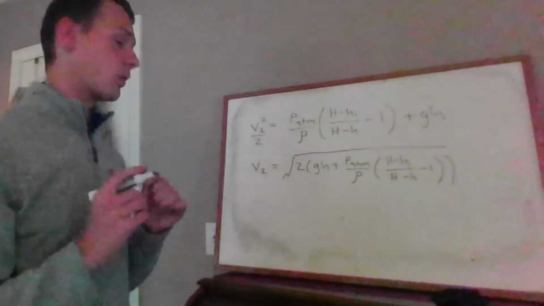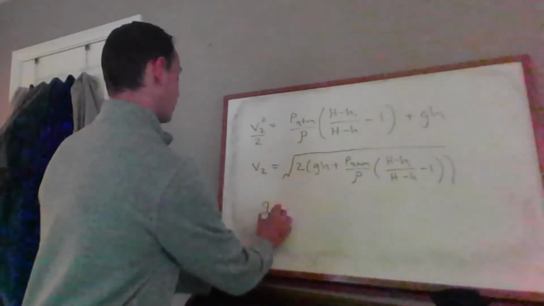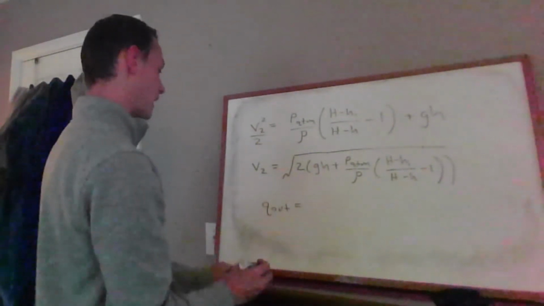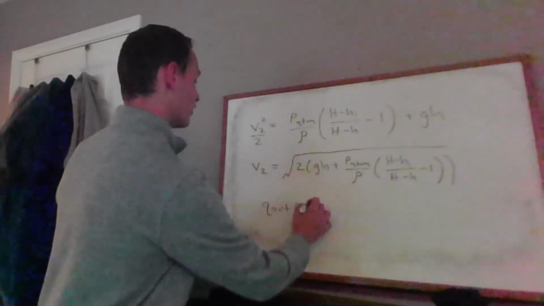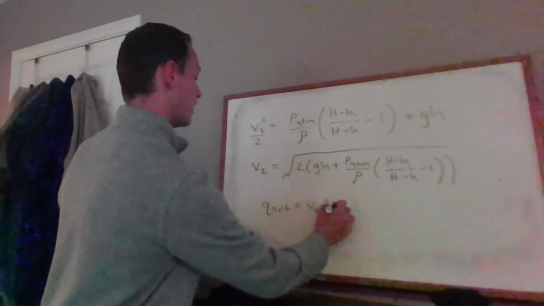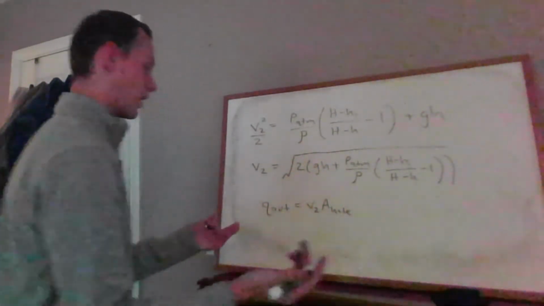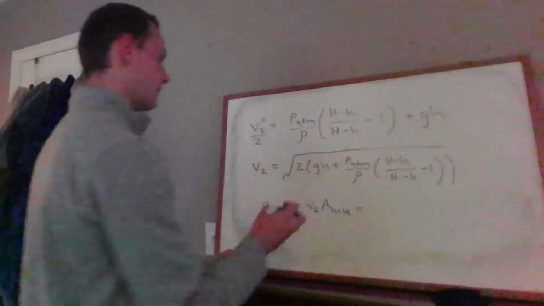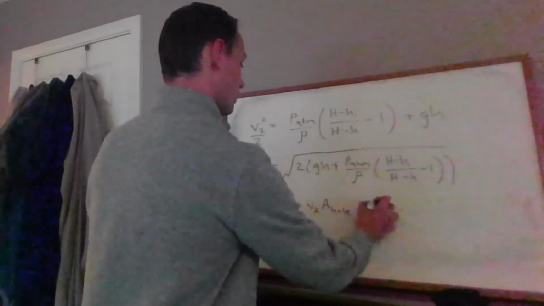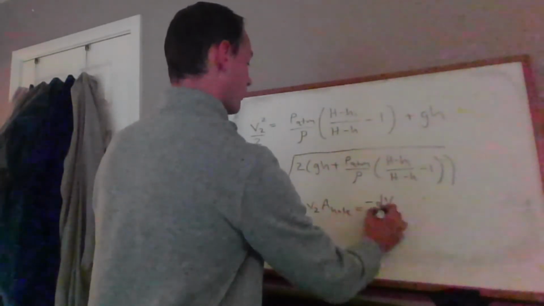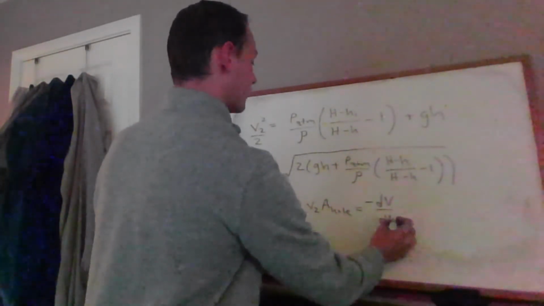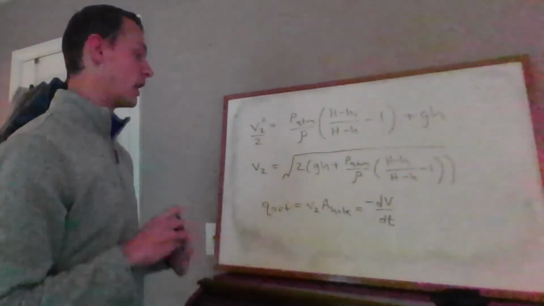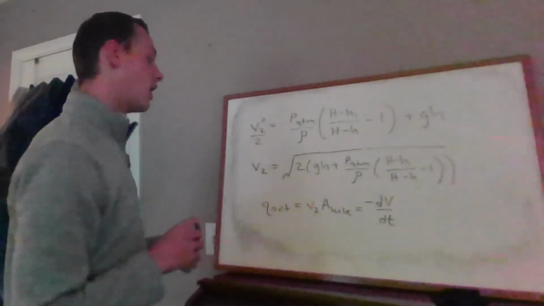So what do we do next here? We're in the home stretch. We want to describe the volumetric flow rate of our fluid that's leaving, right? So we know that this is going to be V sub 2 times A sub hole, right? From the continuity equation, as I said before. We can also express the other side of that continuity equation with the negative of the differential change in volume with respect to time. Why is it negative? Well, we are losing volume, right? Fluid is exiting from the bottom of our tank.